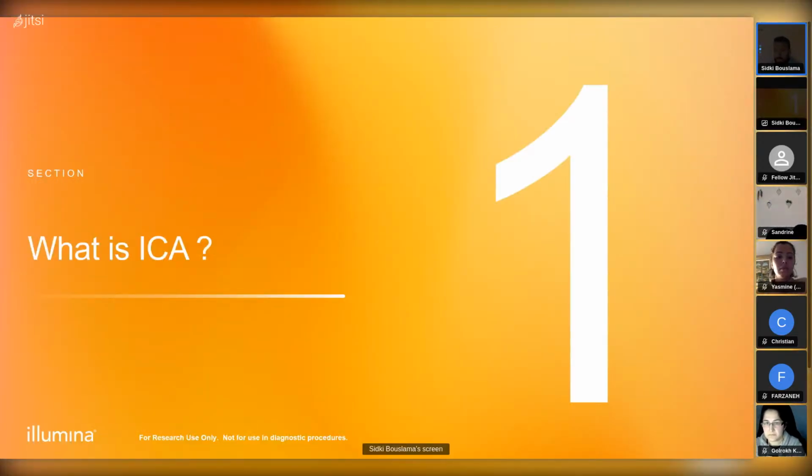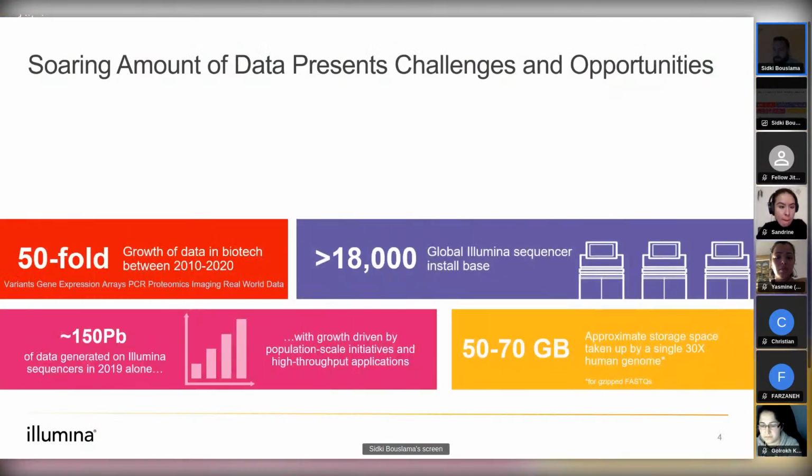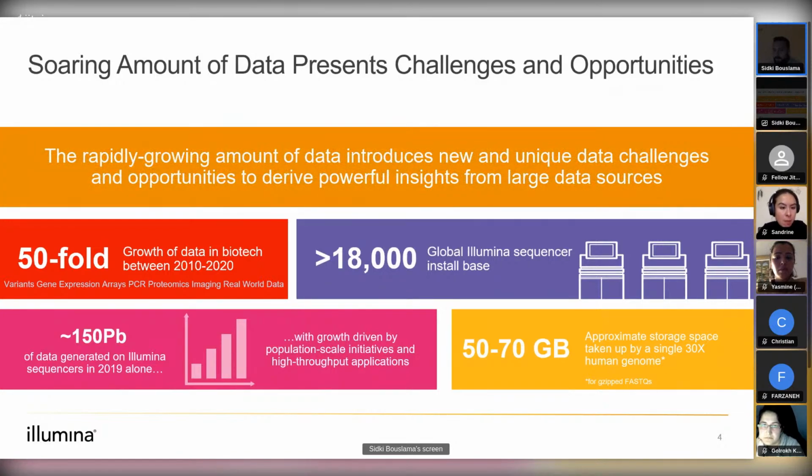So in order to answer the question of what is ICA, the eternal problem of bioinformatics is we're generating a lot of data. In all of the surveys that we've had with our customers, one of the most recurring complaints is that we're generating a lot of data and we're constantly underestimating the amount of time and effort required to process that data to generate insights.